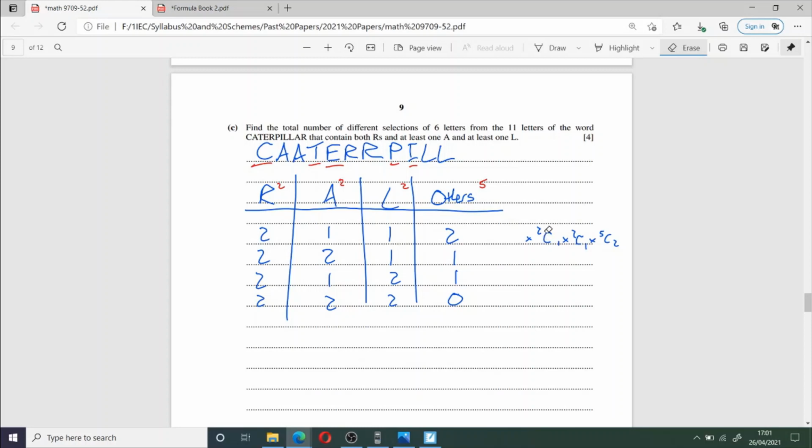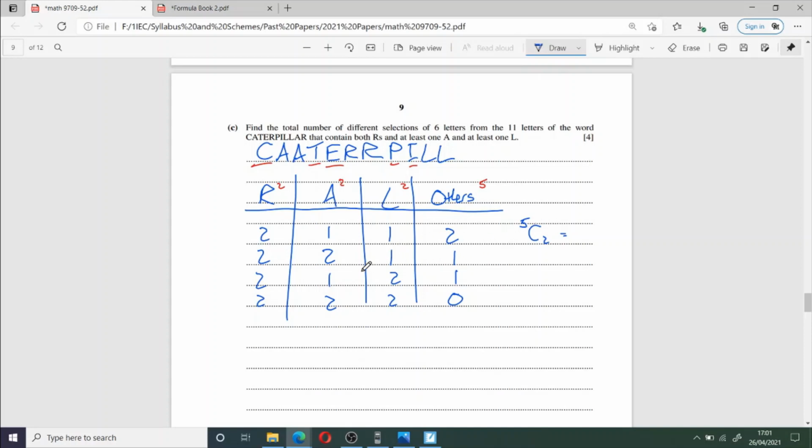So, we don't want this 2 choose 1, because they're identical. We don't want this choose 1 either, because they're identical. So in this instance, we are filling 4 of the spaces with 2 R's, an A and an L, and then we are just interested in these other two: 5 choose 2.